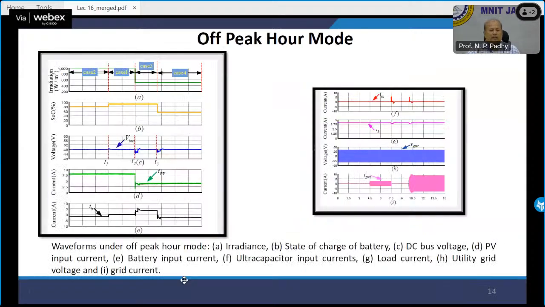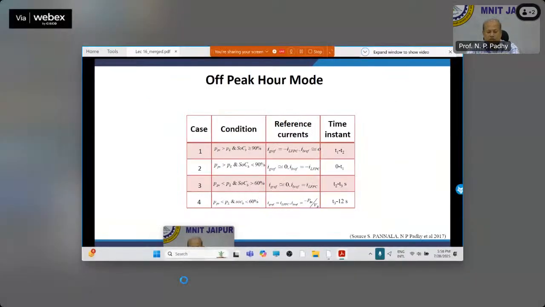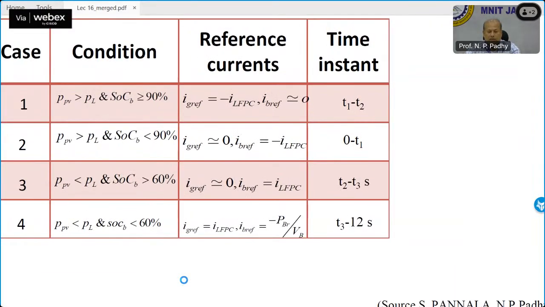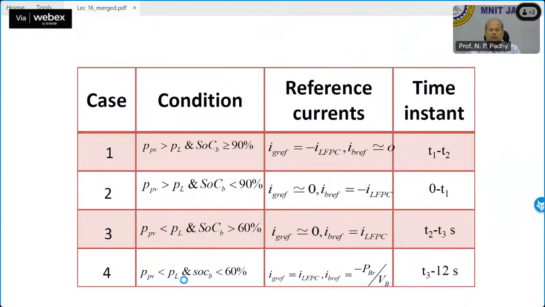Now, similarly, we can repeat the same kind of analysis for off-peak hours. You can get different characteristics. Here again, we have case 1, 2, 3, 4, and these are the case 1, 2, 3, 4 in case of off-peak hours. I can zoom it a little bit. Is it okay? Okay. So this is off-peak hours.